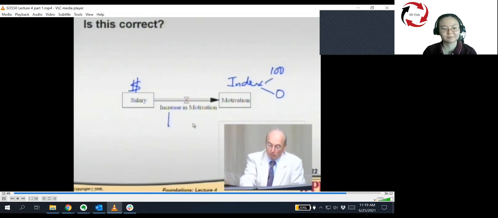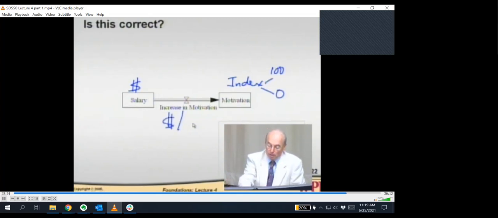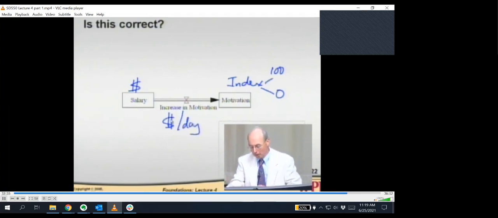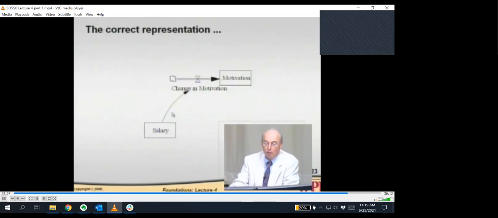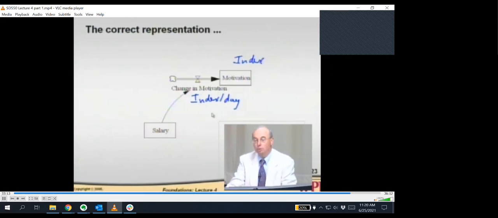So, what is this? Dollars per day becomes an index? No, that doesn't work. The correct representation is that we have motivation, which is an index, changed by the index changing, index per day, motivation units if you want to call it that, and salary has an impact on that, and we'll go into later in the term how to model something like that.